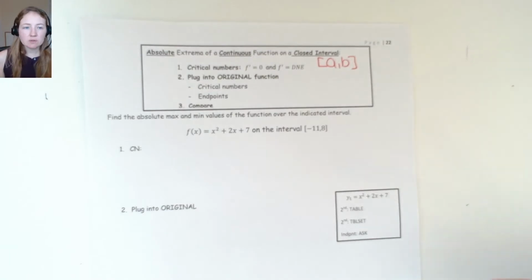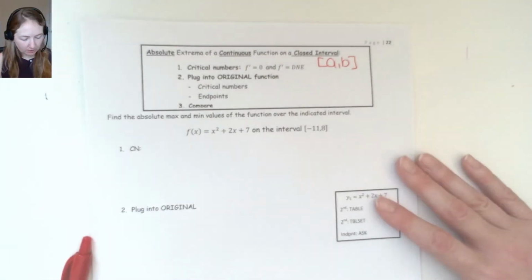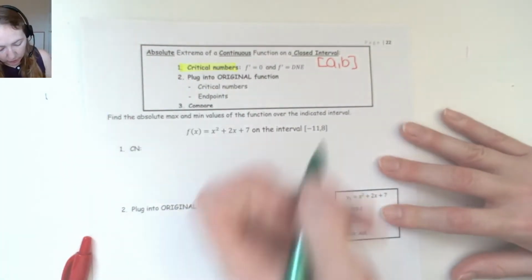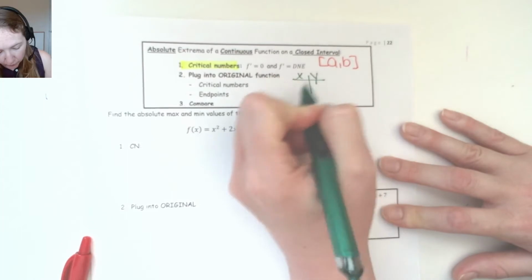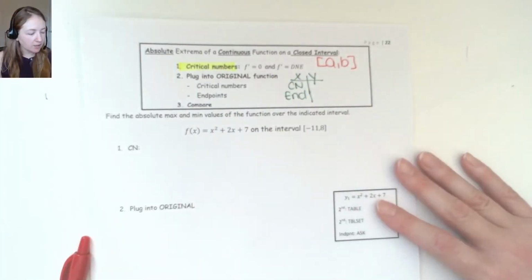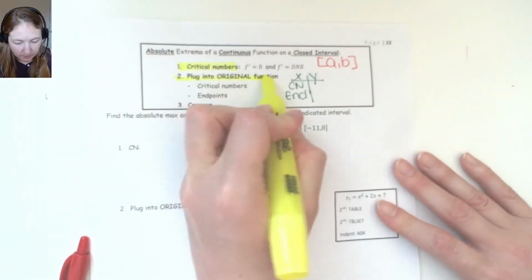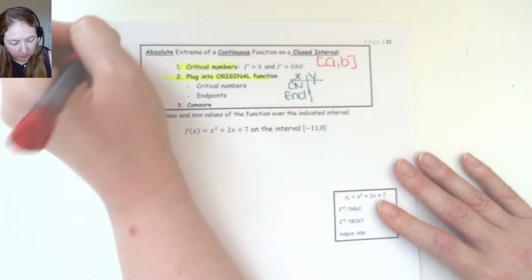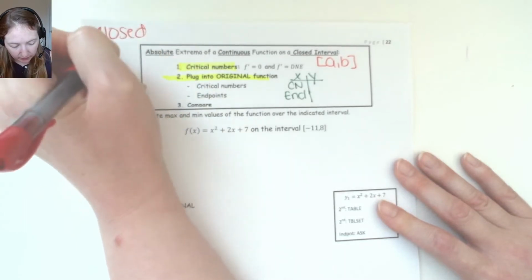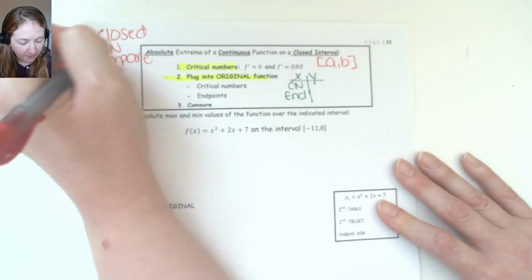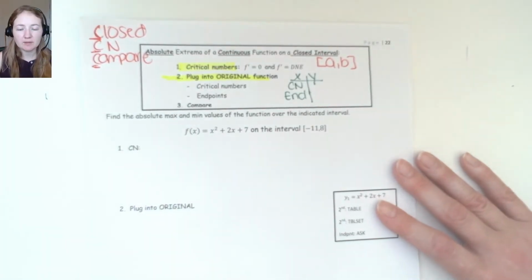So the first step is going to be, again, any extrema question is always the critical numbers. And then now what we're going to do is compare those y values at the critical numbers and at the endpoints of the graph. So that's going to be step 2 for us, where we plug into the original function and then compare. So here I always think about closed is critical numbers and then compare. So it's like the triple C method: closed, critical numbers, and then compare.